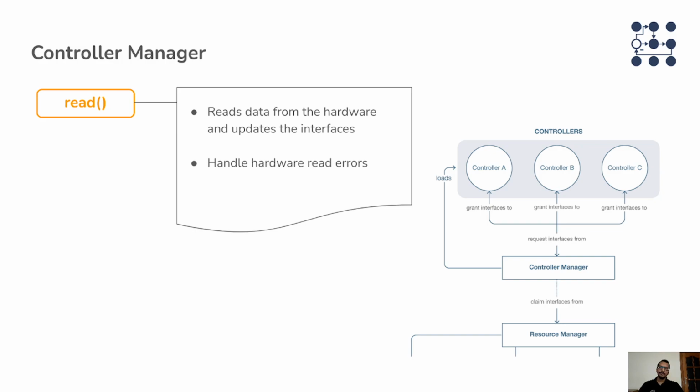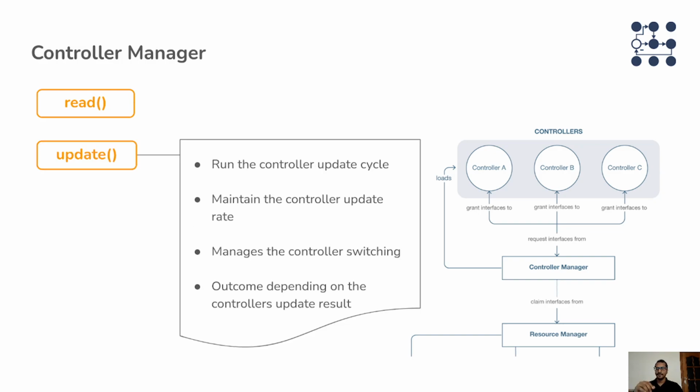The control manager has two different threads, real-time and non-real-time thread. In the real-time thread, we have three different functionalities. One is read. Here, we read the data from the hardware and then update the state interfaces. And then we also handle the hardware errors in this method, I would say. And then we have update, where you run the update cycle of the controllers. And we also maintain the controller update rate when we have a different update rate. And we also maintain the controller switching, so it happens in real time. And depending on if your controller is failing, we can do different strategies that I'll be explaining to you later.